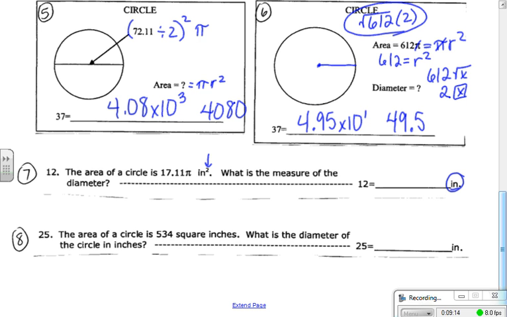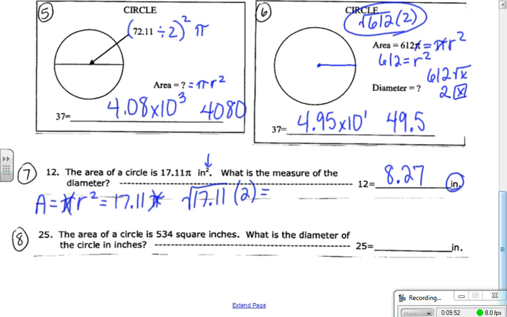So we're going to start with area, which is pi r squared, which is equal to 17.11 pi. The pi is on both sides, so it will cancel out since we're multiplying on each side. So our radius squared is 17.11. To undo the square, we take the square root. So we need the square root of 17.11. That gets us the radius. Then we need to take the radius and multiply it by 2 to find the diameter. And that's going to be 8.27. And it would be times 10 to the 0, so it's just going to be 8.27.